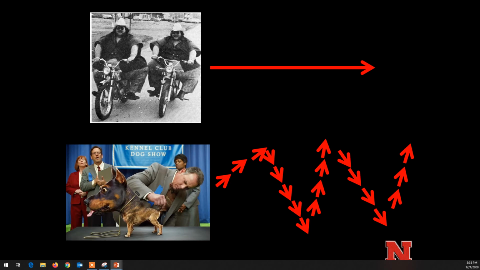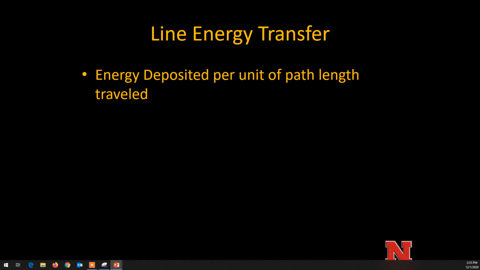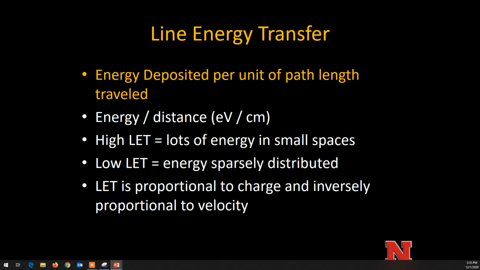It's pretty awesome. All right, linear energy transfer. It's the energy deposited per unit path length traveled, so it's just energy divided by distance. High LET particles have lots of energy delivered in a small space. Low LET particles have energy sparsely distributed, and LET is proportional to charge and inversely proportional to velocity. The more charge there is, the higher the linear energy transfer. The faster the particle is, though, the less LET it has, because it's moving around and not depositing in one place as much.